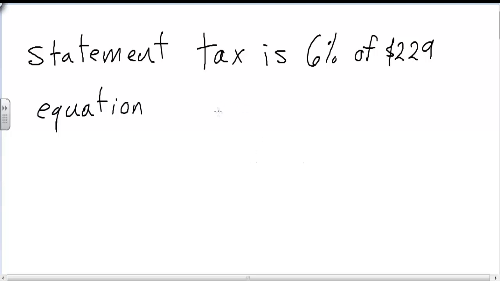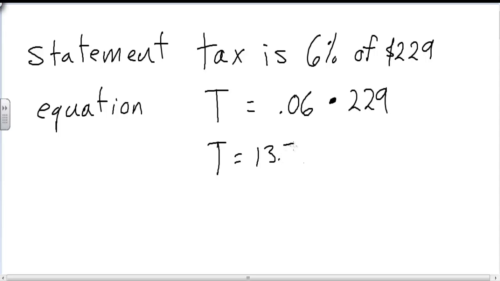Tax is the unknown, so what I want, so I'm going to call it T. Is interpreted as an equal sign. I'll use 6%, but I need it as a decimal, so I'll change it by dividing by 100, and I get 0.06. Of is interpreted as multiplication. 229 is 229. I'll be doing 0.06 times 229. So the tax on this is $13.74.